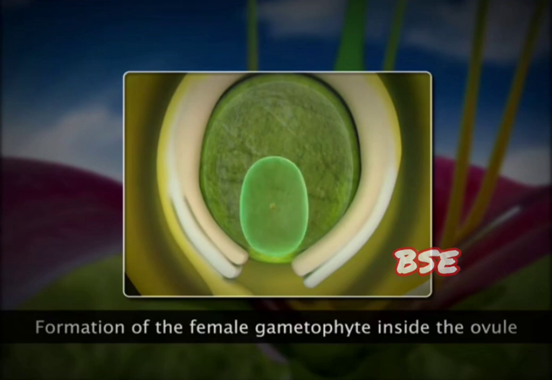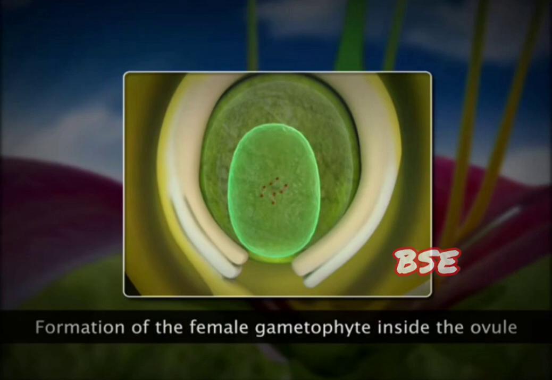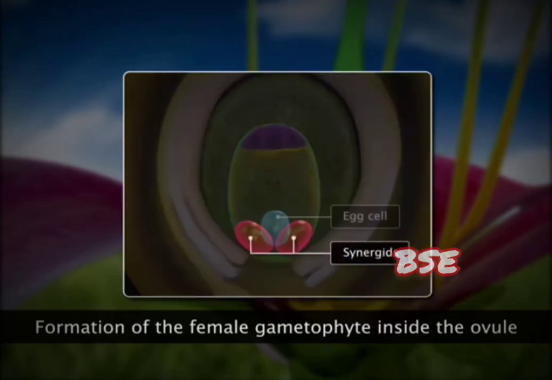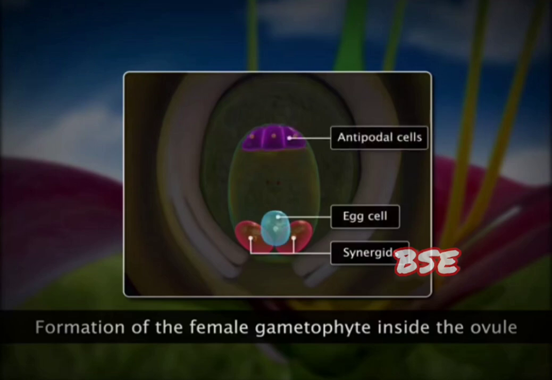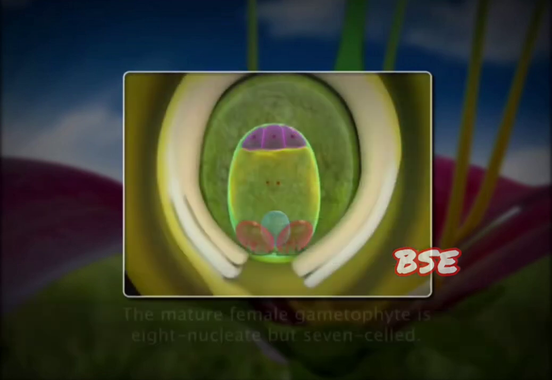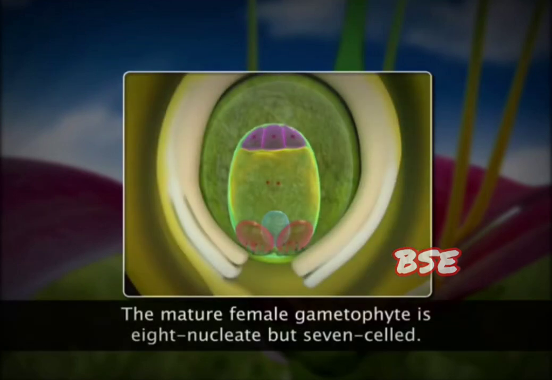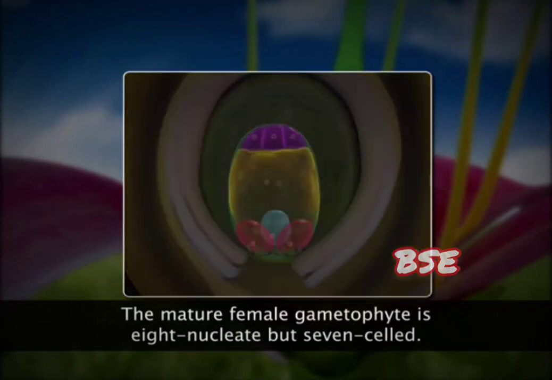The functional megaspore divides mitotically to form the 2 nucleate, the 4 nucleate, and the 8 nucleate embryo sac, which is called the female gametophyte. The female gametophyte consists of 2 synergids, 1 egg cell, 3 antipodal cells, and 2 polar nuclei located in the large central cell. The mature female gametophyte is thus said to be 8 nucleate but 7-celled.